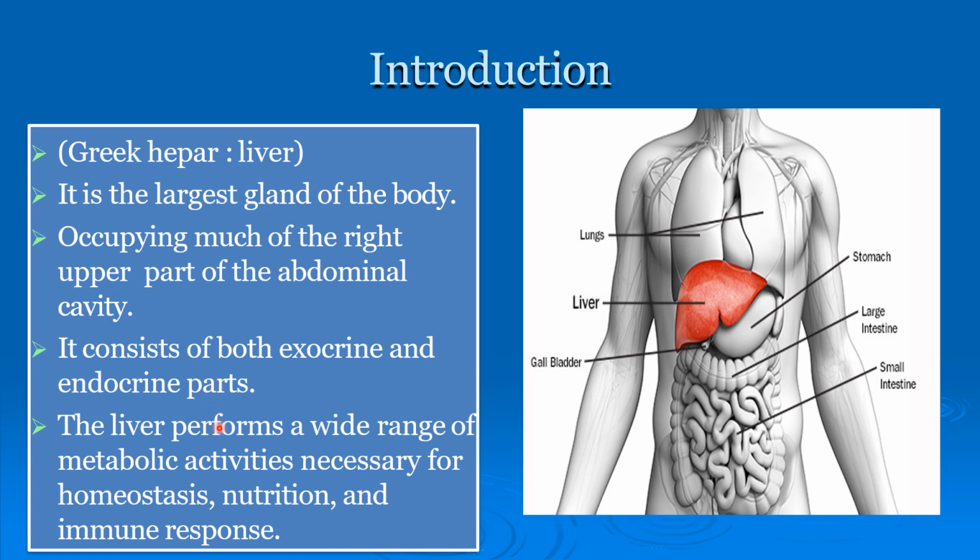The liver performs a wide variety of metabolic activities that are necessary for homeostasis, nutrition, and immune response. This is the picture of liver. It extends from here till here, that is occupying most of the right part of abdominal cavity. Truly speaking, right upper part of abdominal cavity.